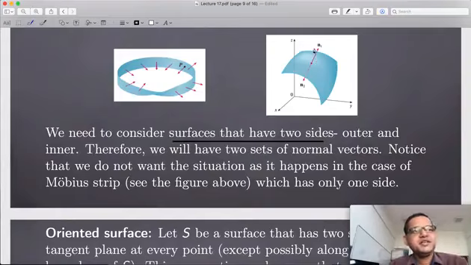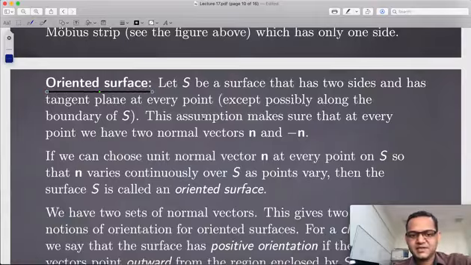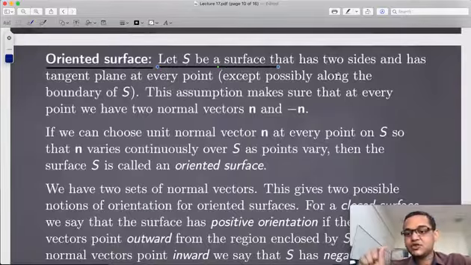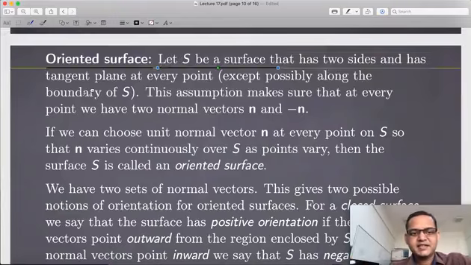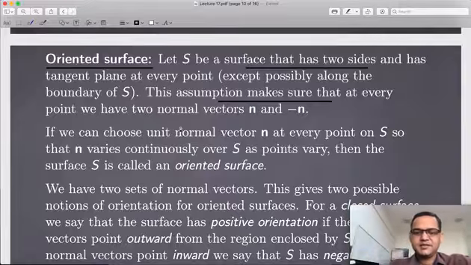So basically we are going to look at surfaces which have two sides, or which at each point have two normal vectors. One is pointing outward, one is pointing inward. We are going to refer to such surfaces as oriented surfaces. Let me write the concrete definition. Let S be a surface that has two sides, and it has a tangent plane at every point. This is some regularity assumption. Of course, if you are at the edge of the surface, that is exempted. This assumption makes sure that at every point you have two normal vectors, the normal vector n and the negative of that.